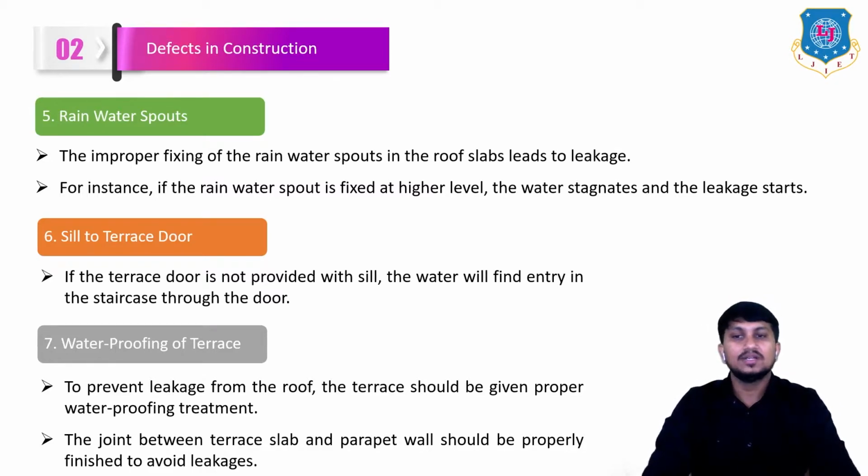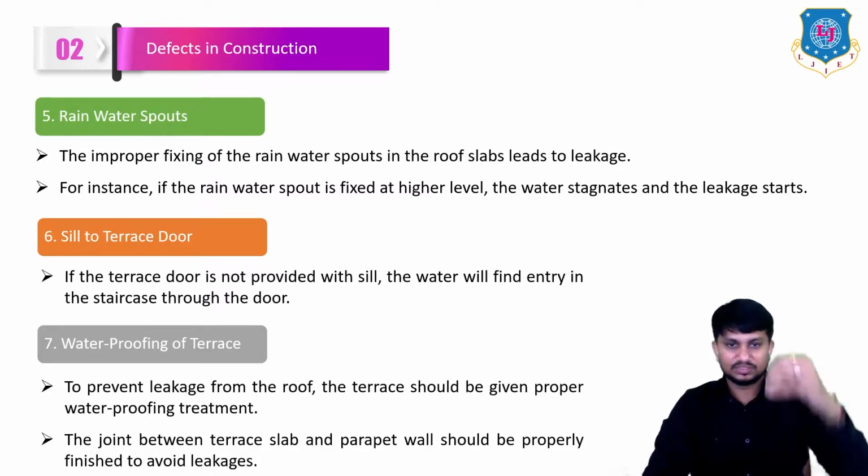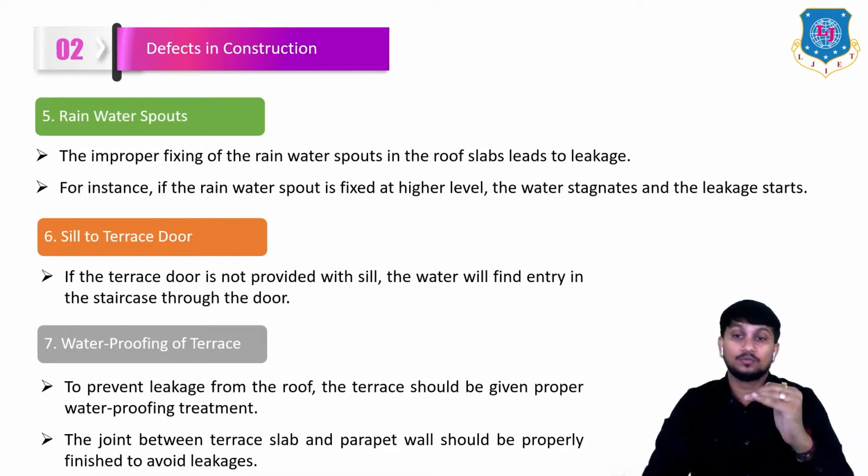Seventh, waterproofing of terrace. To prevent water leakage from the roof, the terrace should be given proper waterproofing treatment. The joint between terrace slab and parapet wall should be properly finished to avoid the leakages. So these are the various types of measures you can take during construction of the building.